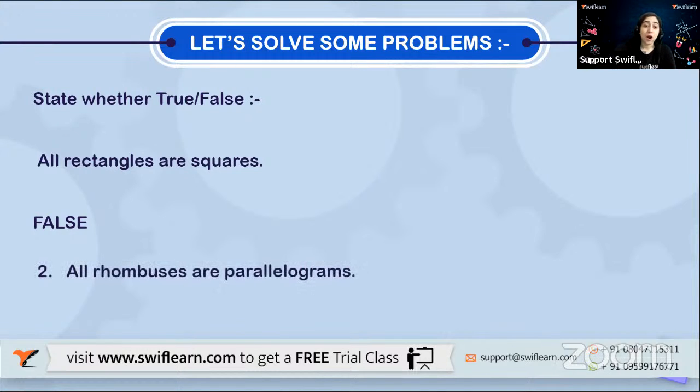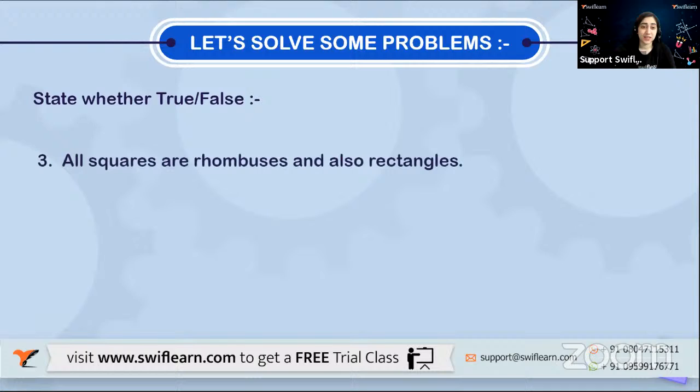It says, all rhombuses are parallelograms. So are all rhombuses parallelograms, from what we have studied so far? True. Yes, all the rhombuses are parallelograms. Well done, Angad. So it's true.